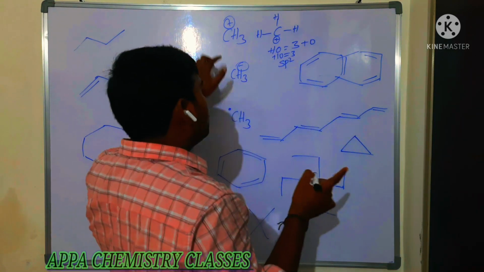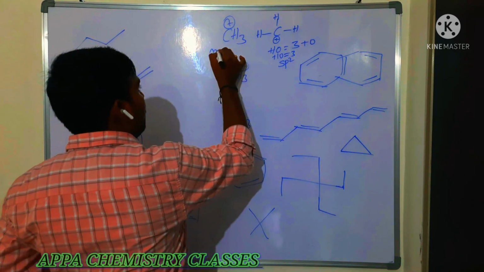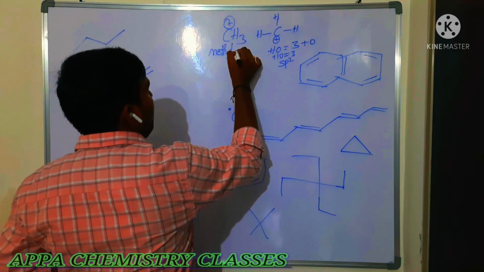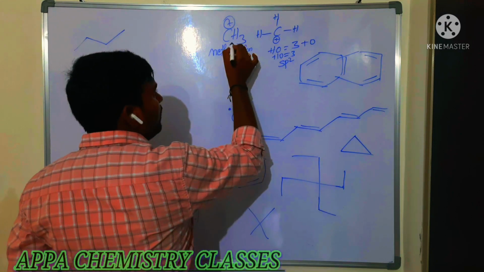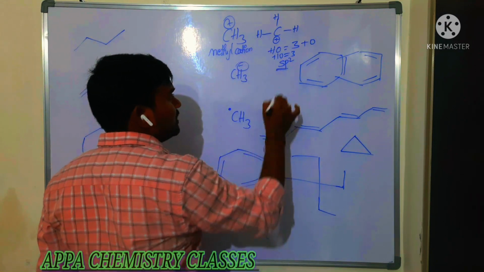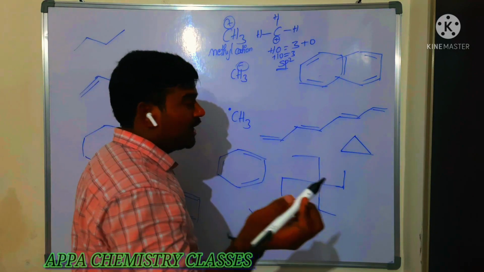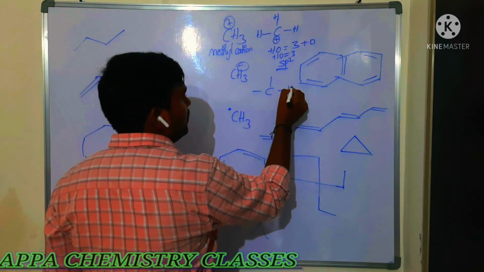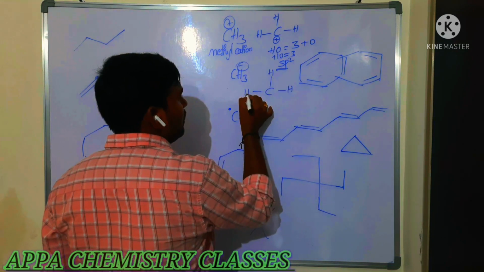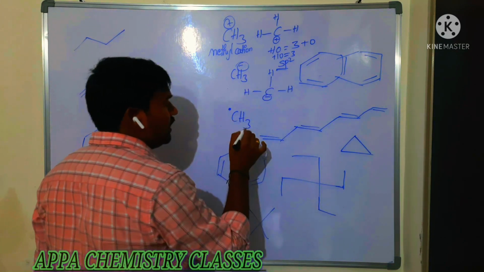Do remember that methyl carbocation has sp2 hybridization. Geometry will be trigonal planar. Now you can take this one. So here, it is having 3 hydrogen atoms, and the negative sign indicates something.